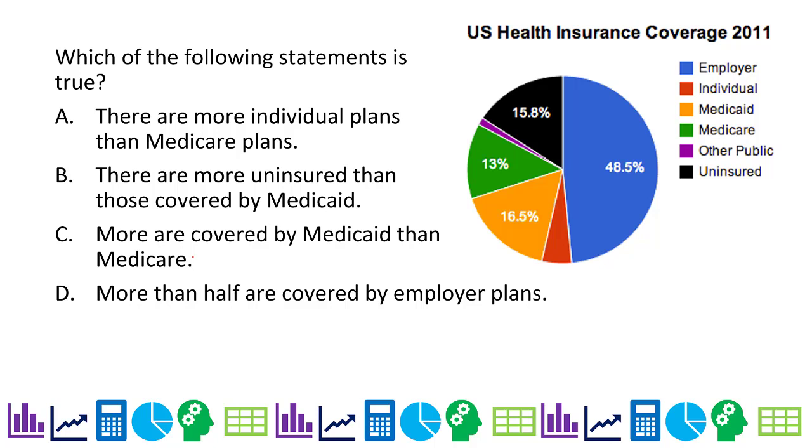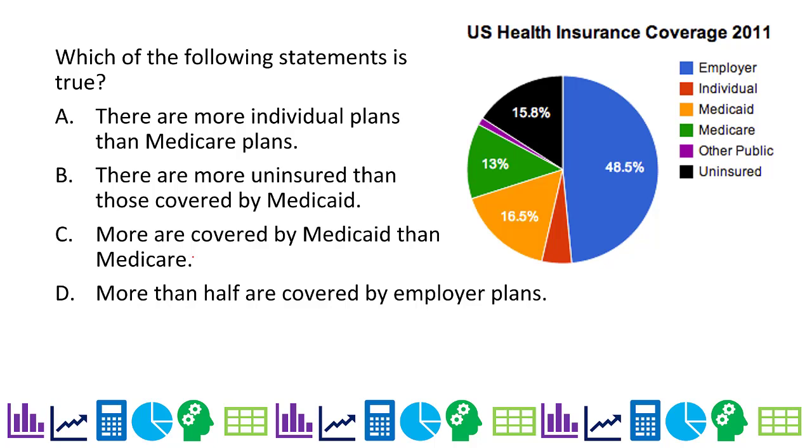There are more individual plans than Medicare plans. Individual is red, so apparently not. Medicare is green. Compare those. There are more uninsured than those covered by Medicaid. Medicaid is orange. Uninsured is black. And it looks like there are more Medicaid than uninsured, so that's not it. More are covered by Medicaid than Medicare. 13 and 16.5%. No. More than half are covered by employer plans.